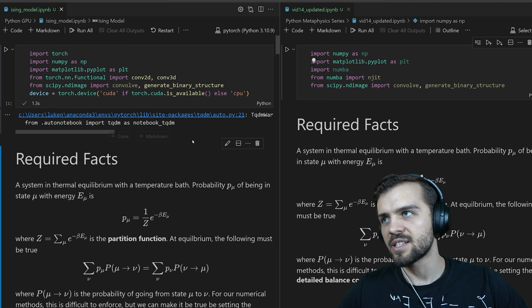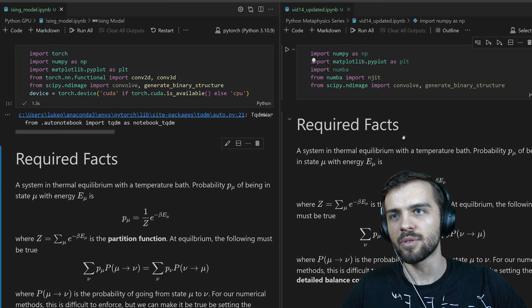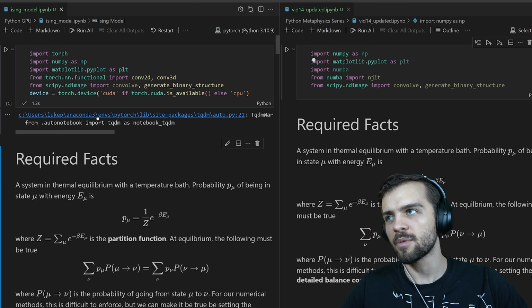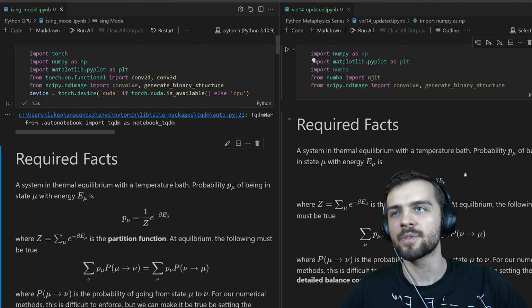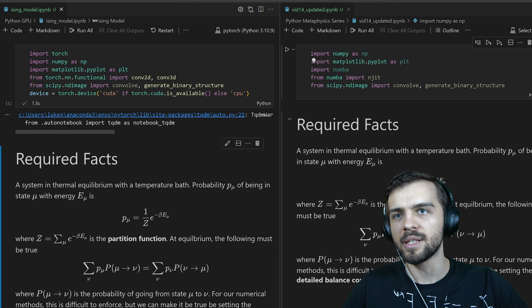So the first thing to state is that the code on the left-hand side here is the GPU code, and the code on the right-hand side here is going to be the CPU code. So everything here we're going to run with the graphics card. We'll show it's much faster. Everything here is run with the CPU and NumPy and things like that, and it'll be considerably slower.